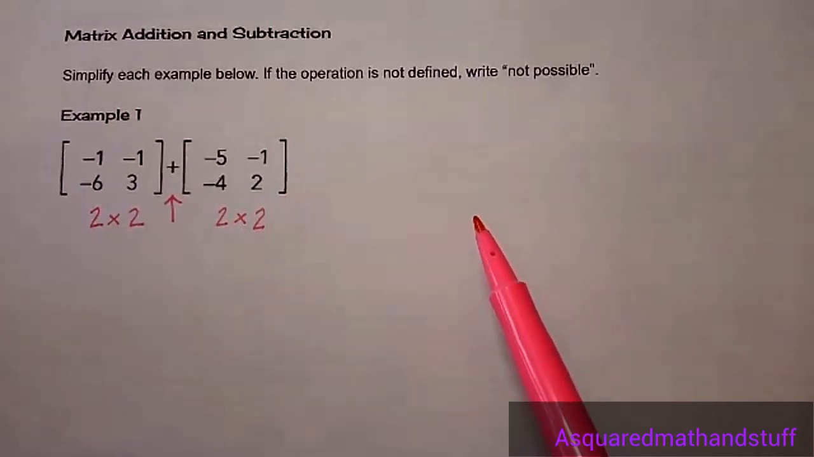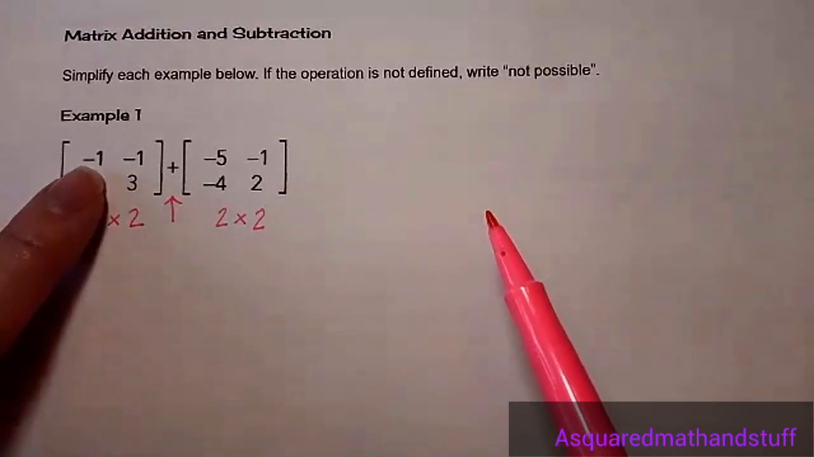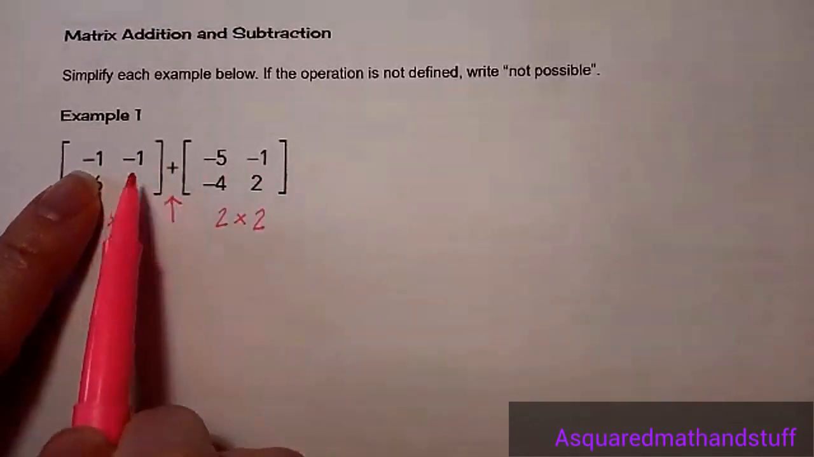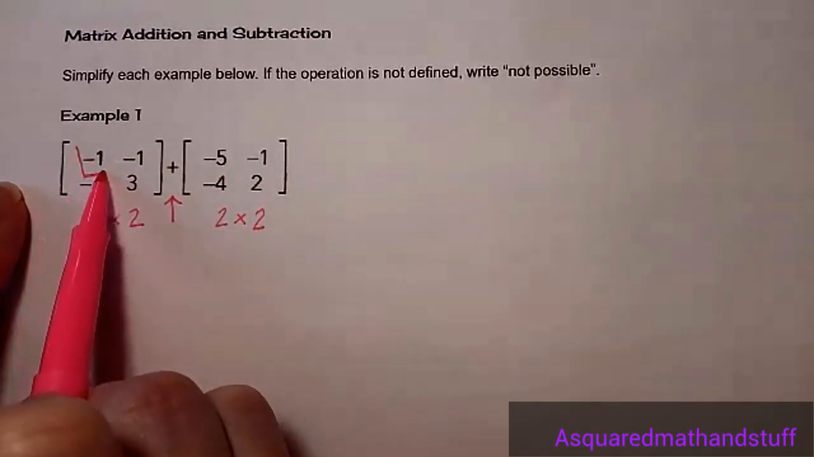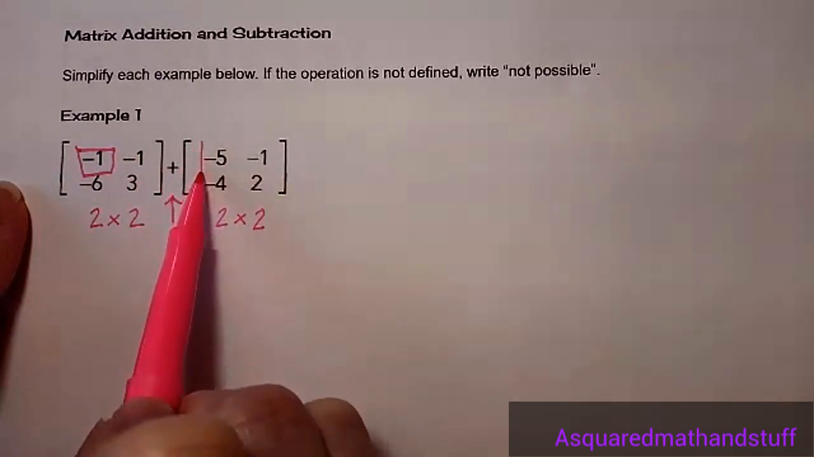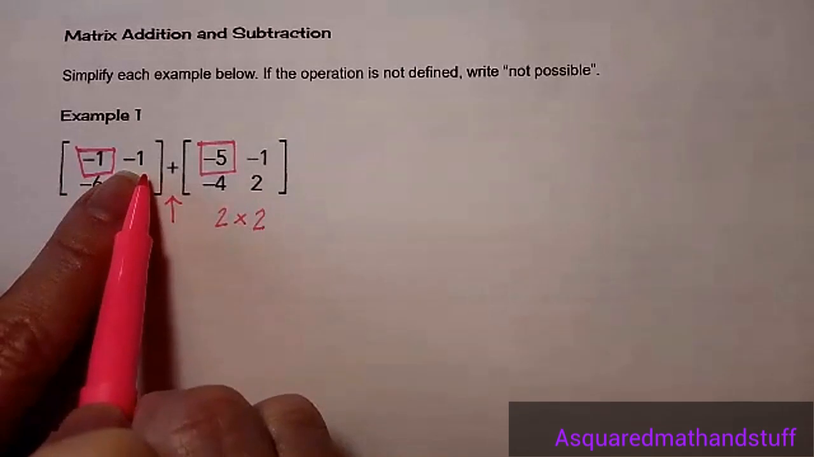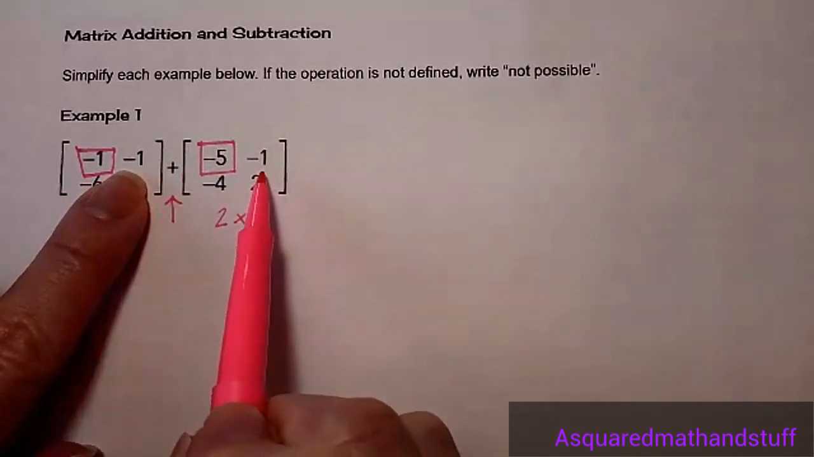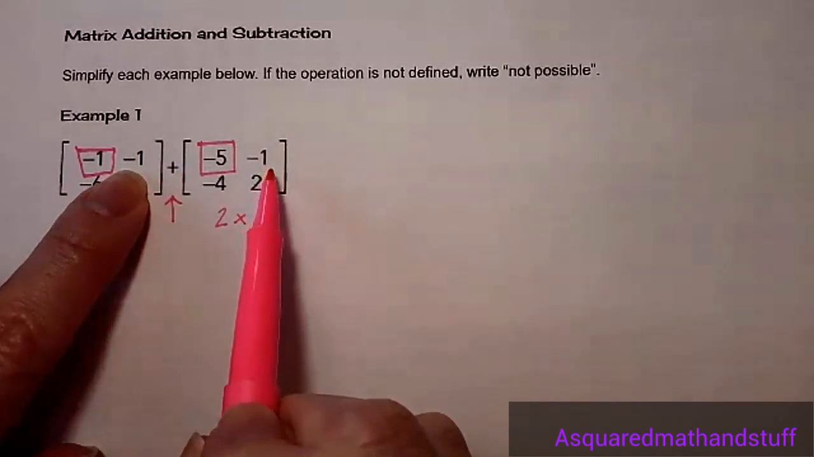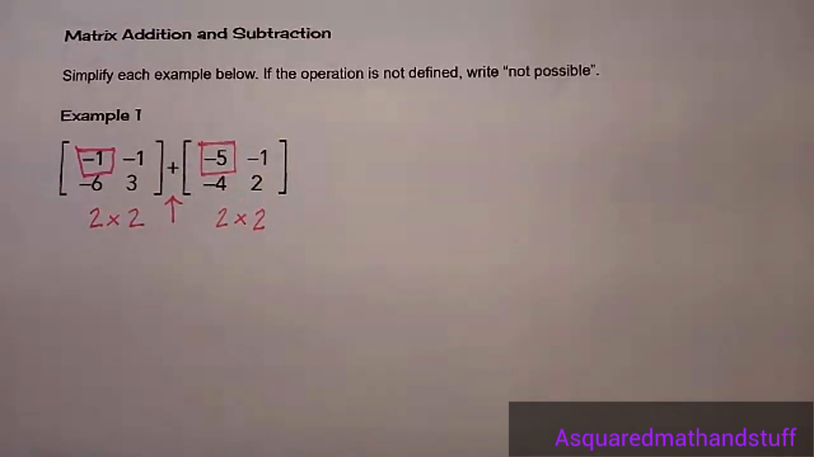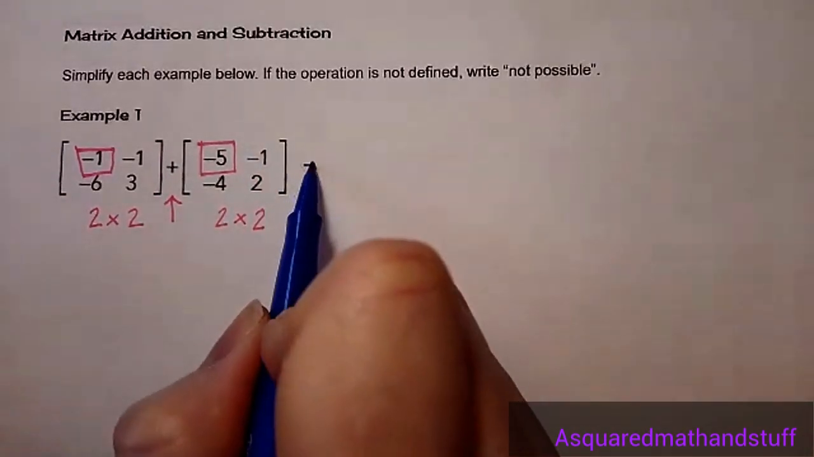And when we add these together, we add corresponding positions together. In other words, we're going to take this -1 and add it to the -5. And then we'll take row 1, column 2 of this first matrix, add it to row 1, column 2 of the second matrix. So let's go ahead and write this out.